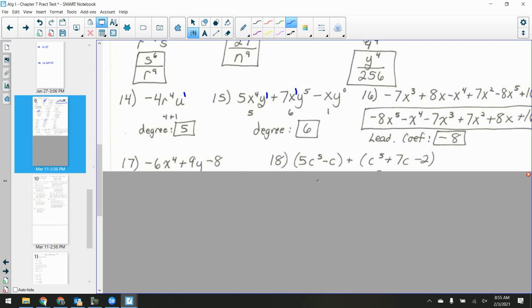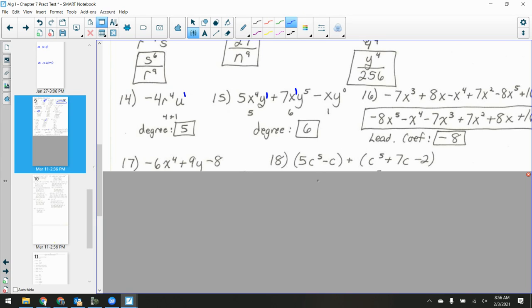Number 17, up on the top of the back, classify the polynomial. Kyler, how would you classify that one? Not degree of 5, it's degree of 4. Remember, think 4 orders. Quartic trinomial. Not quintic, but quartic trinomial. Number 17, we did that one.